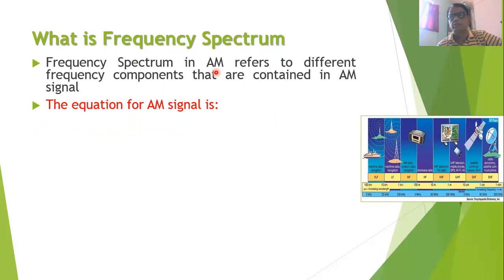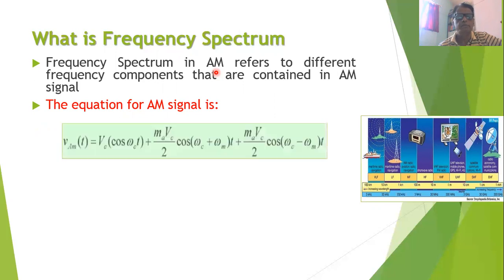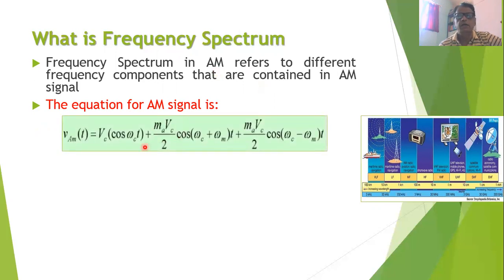Now, in the last session, we have already obtained the mathematical expression for the AM signal. Mathematically we can write the amplitude modulated signal as V_AM(t) = Vc cos(ωc t) + (Ma Vc/2) cos((ωc + ωm) t) + (Ma Vc/2) cos((ωc − ωm) t). So this is the first component, called the carrier component, of which the angular frequency is ωc and the linear frequency is fc.